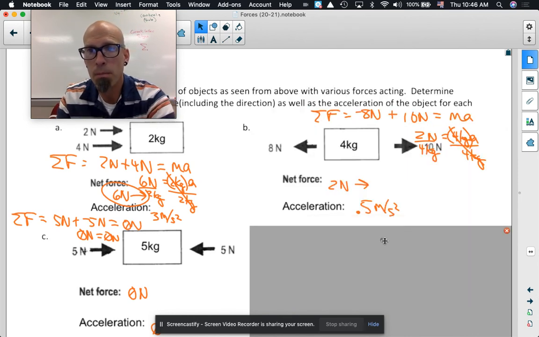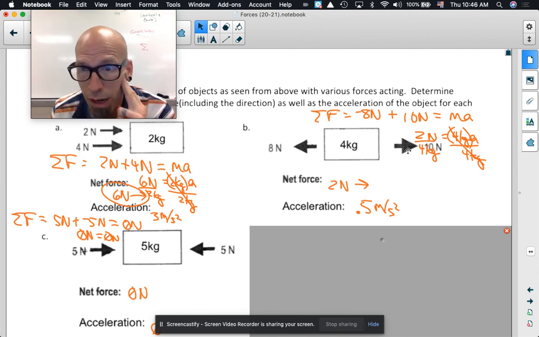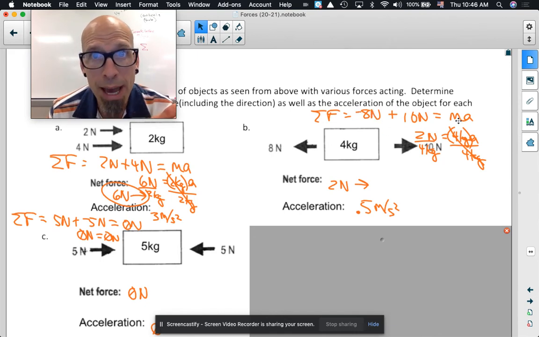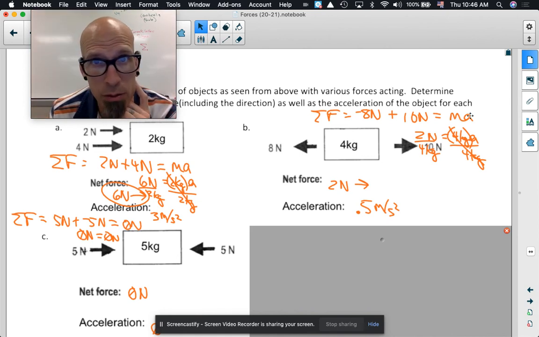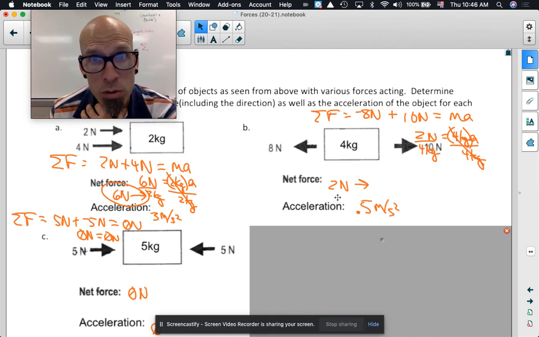B. We have 8 to the left. That's negative. We have 10 to the right. What's the sum? Well, we know it's going to be MA because they're not balanced, right? They don't balance out, so it's not going to be equal to 0. It's going to be equal to MA. And how much net force is there? Well, we've got 2 more to the right than we do to the left. So that's a net force to the right of 2 newtons.